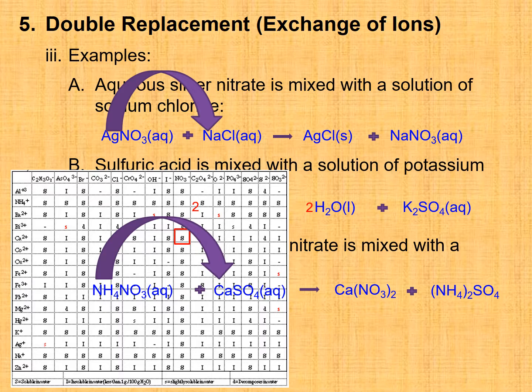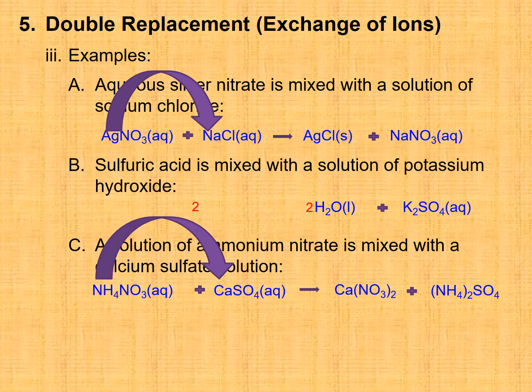When we look at calcium nitrate, we see yes, it is indeed soluble. When we look at ammonium sulfate, we see that it too is soluble. That means that our criteria has not been met. There is no way for these ions to actually come out of solution. Therefore, no reaction actually takes place. No products are really formed. All we end up with is these dissolved ions that remain in solution.